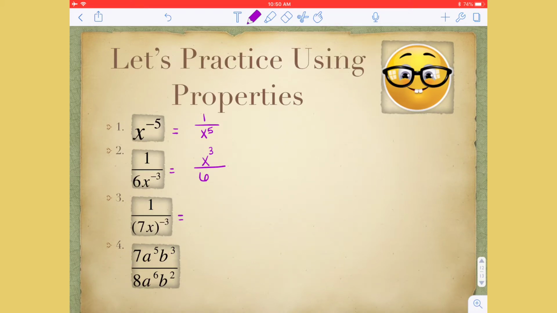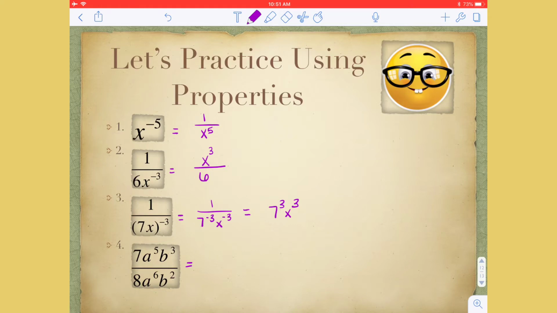On the third expression, I'm going to start by distributing that -3 to everything on inside of my parentheses. And then to simplify, I'm going to move everything to the top in order to have a positive exponent value.